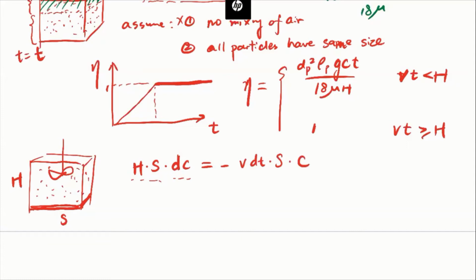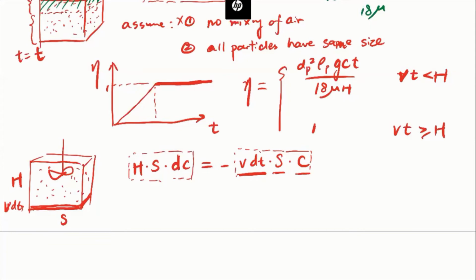Does that make sense? V multiplied by dt is this very short distance. To calculate the amount of particles getting removed, we first have to calculate the volume of this base plate. That's V dt multiplied by S, and the concentration within this very thin plate is C. So during a time dt, this amount of particles is deposited and removed. In terms of the whole system, this is the change rate of the particles in the chamber.